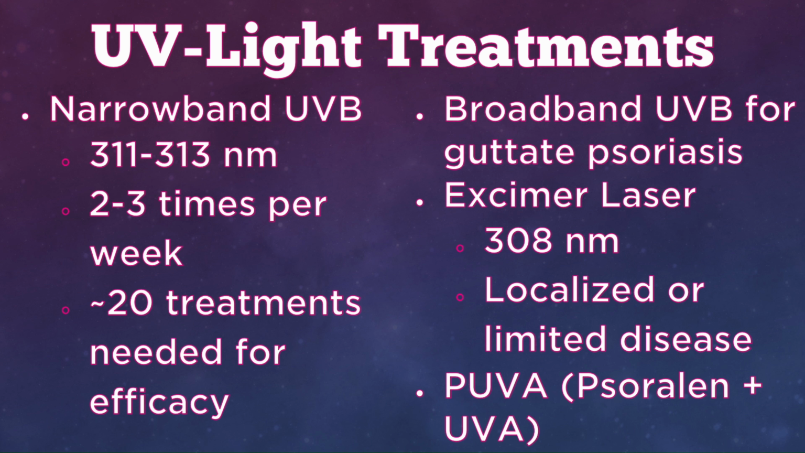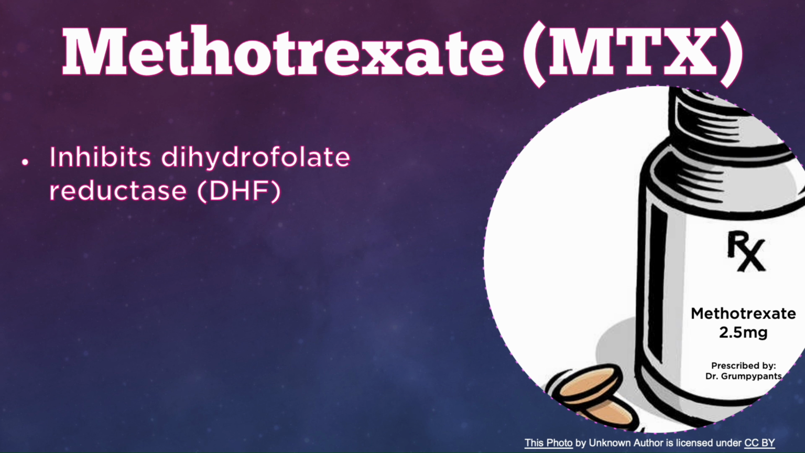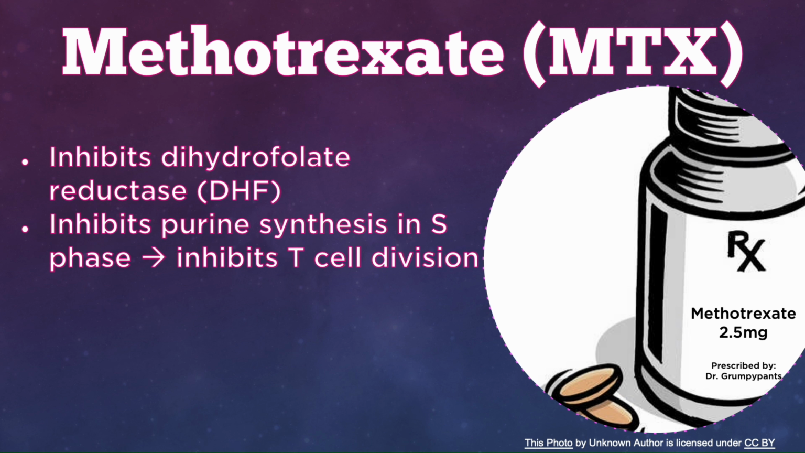Next, we'll talk briefly about some of the oral agents used for psoriasis, including methotrexate, cyclosporine, acitretin, also known as Soriatane, and Apremilast, also known as Otezla. Methotrexate works by blocking dihydrofolate reductase and thus inhibits purine synthesis in S phase. Since T cells don't have a purine salvage pathway, they can no longer synthesize DNA, and thus cell division is inhibited by methotrexate. Remember, these T cells are what are causing a lot of the inflammation in psoriasis.